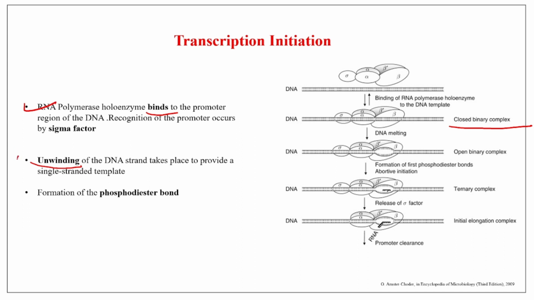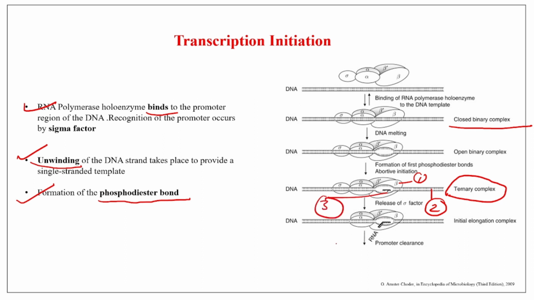This has happened. Third is formation of the phosphodiester bond. Then you can see formation of the first phosphodiester bond takes place. After the formation of a first phosphodiester bond, there is a small RNA that has formed. And now it is known as a ternary complex. Why ternary complex? Because there is RNA polymerase, DNA template and small mRNA that has formed. So this is a ternary complex.